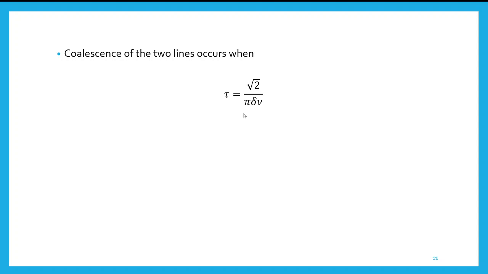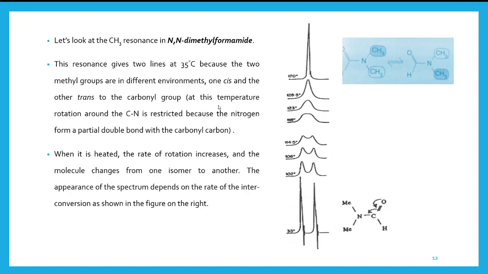So what about the rate? This is the time it takes, so the rate will just be the reciprocal of this. So 1 over tau is going to be the rate at which it coalesces. Okay, so this is the time, the rate will be just 1 over tau, the reciprocal of that. And so this is one example where you can see that increasing the temperature of this particular molecule will finally coalesce it to a single peak.